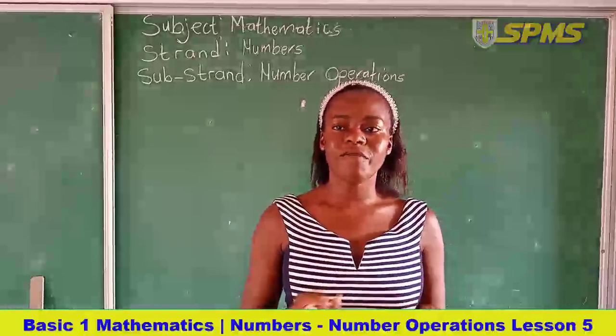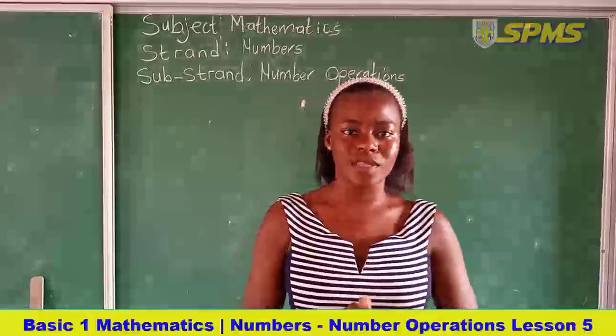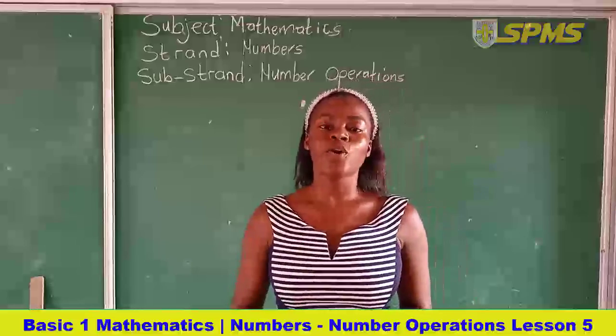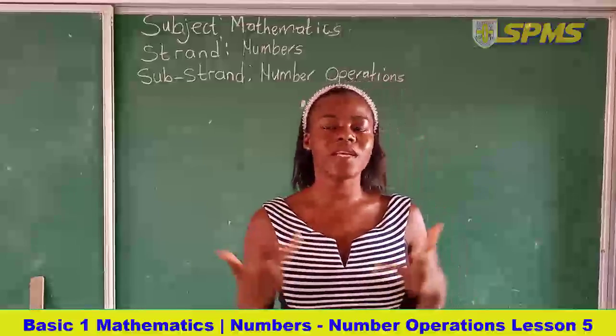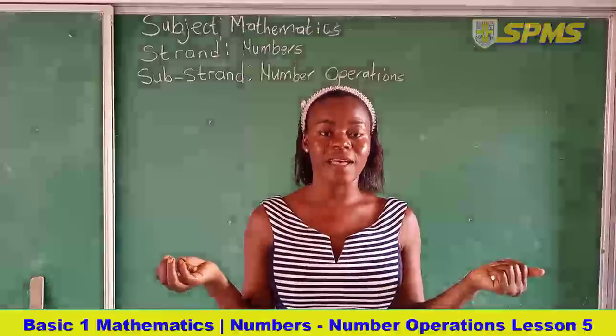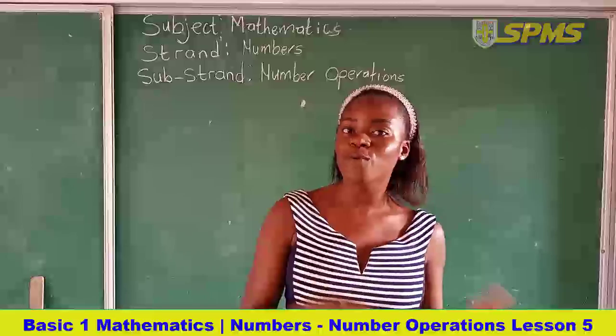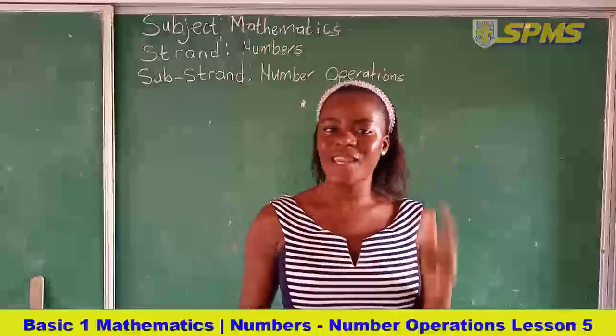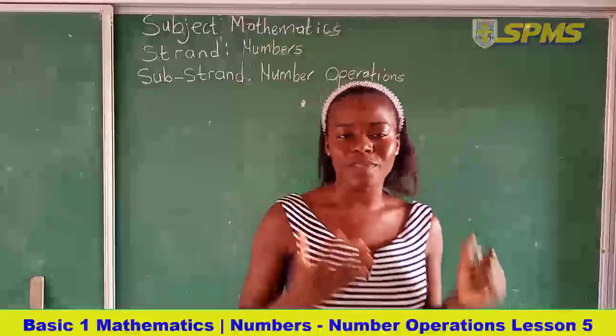Our first objective is that we are going to add 2 to 3 digit numbers. You all know what digits are. They are numbers from 0 to 9. We said that in our previous lesson. So from 0 to 9.